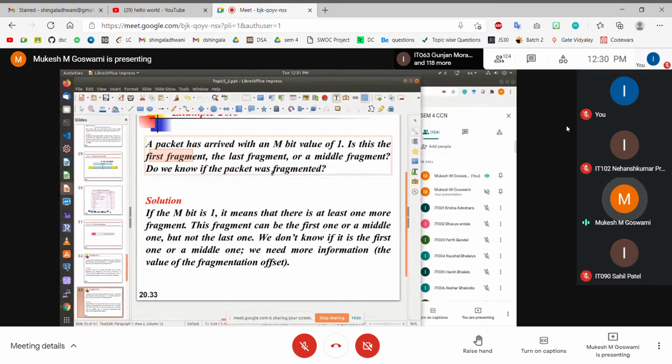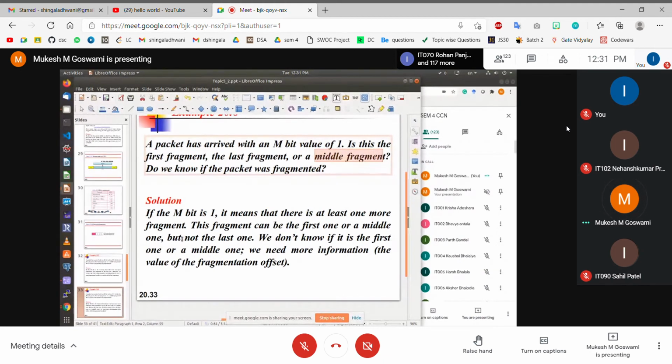But what we know for sure is that the packet was fragmented. Yes, definitely the packet was fragmented. That is why we have this m bit equal to 1, because there are more fragments. So we know for sure that it is not a last fragment. We know for sure that the original packet was fragmented. But what we cannot tell is whether this is going to be the first fragment or the middle fragment. It is not possible for us to tell this.